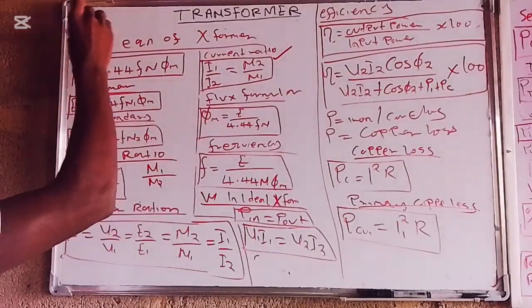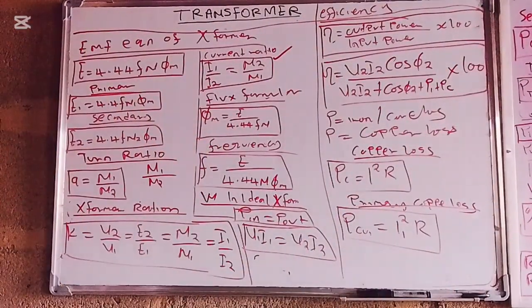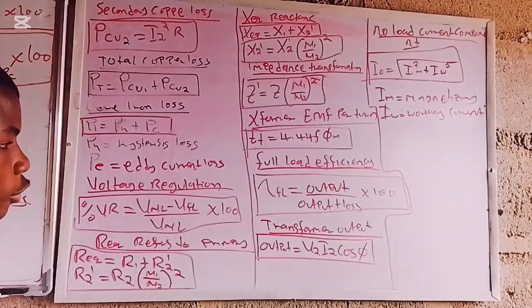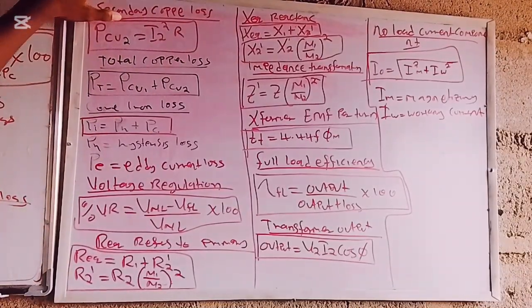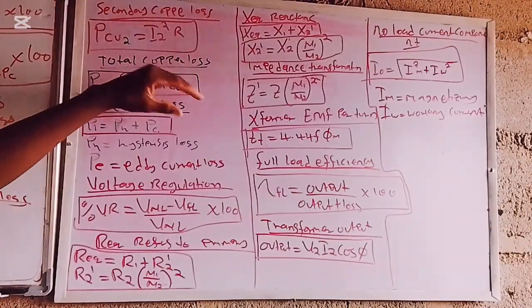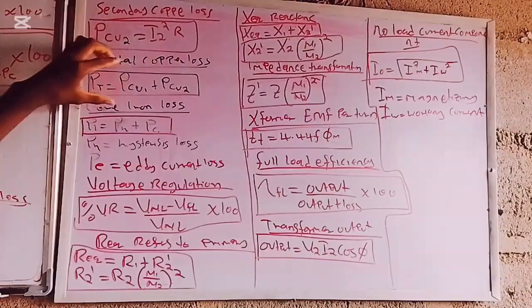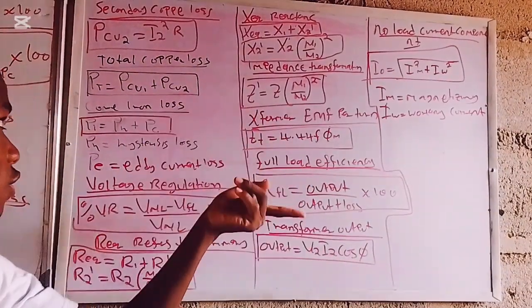So these are the most important formulas that you may use in transformers. Make sure you write them down, because they are very important. And also we have other formulas. We have the secondary copper loss, which is I2 secondary squared multiplied by R. And we have the total copper loss, which is the copper loss of primary plus the copper loss of secondary.